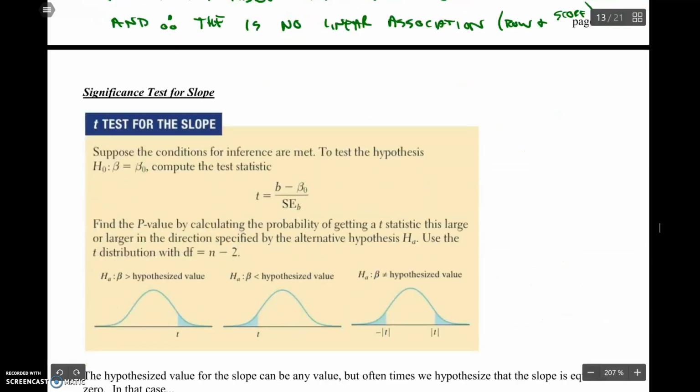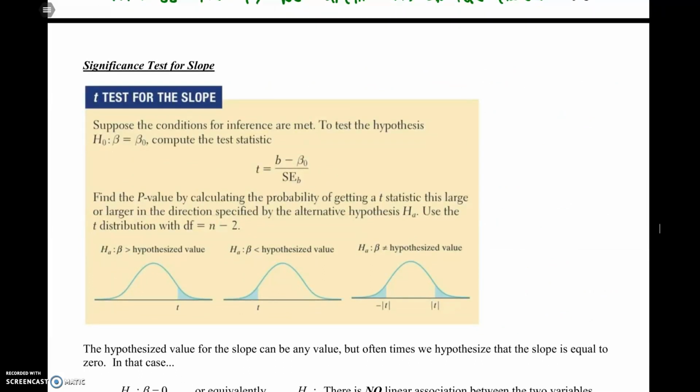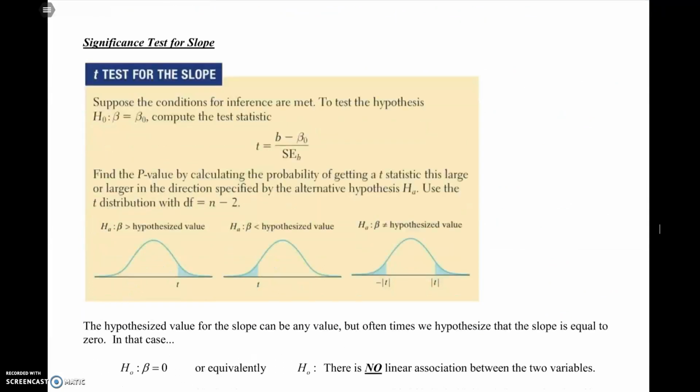Okay? All right, now a significance test for the slope. Let me go over the mechanics of it and then do an example. Actually, I'll do it in a video.